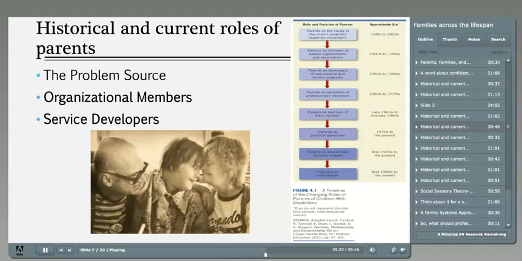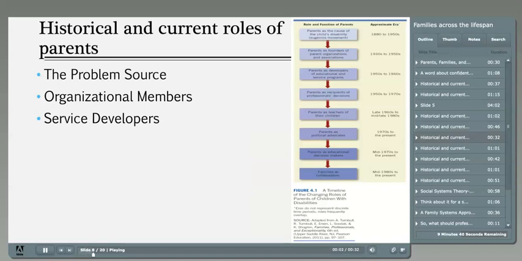Parents have been great organizational members, but it is important to remember that not all parents wish to join such organizations. This should never be taken to mean that they're not interested in their child or not committed to improving the life of their child.